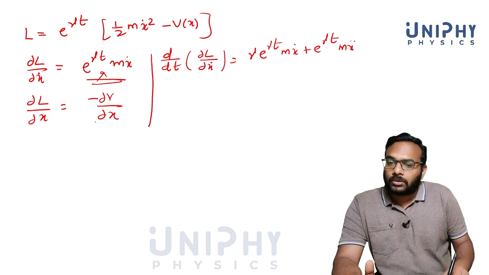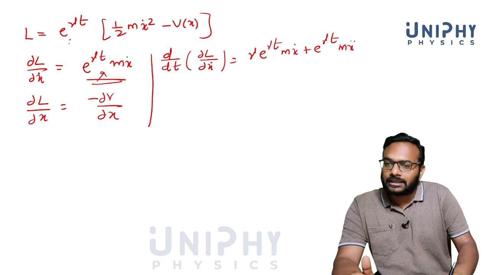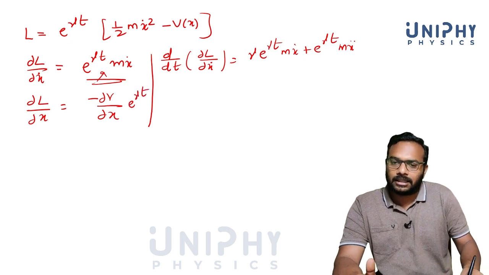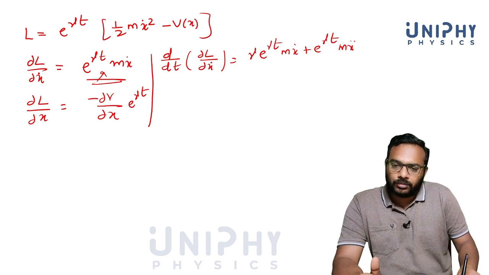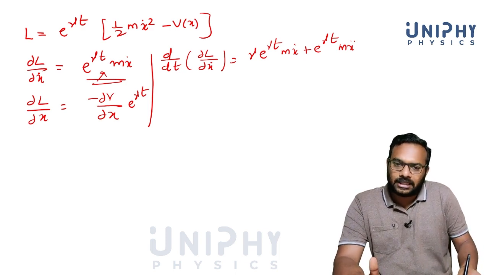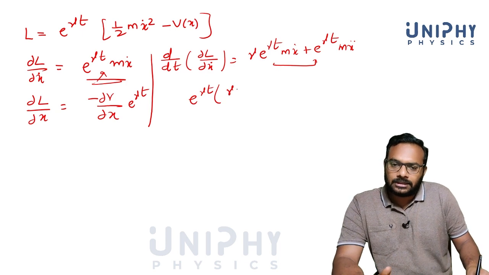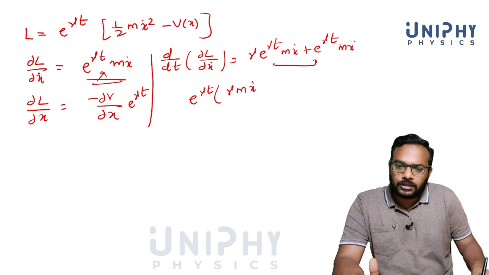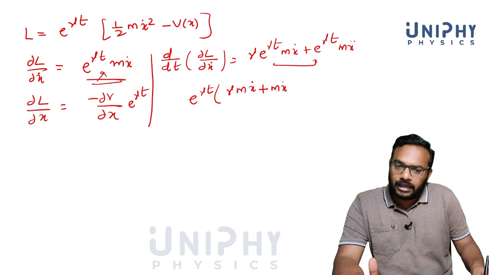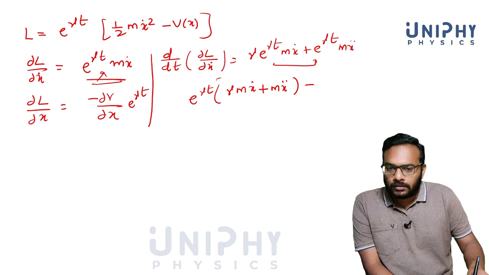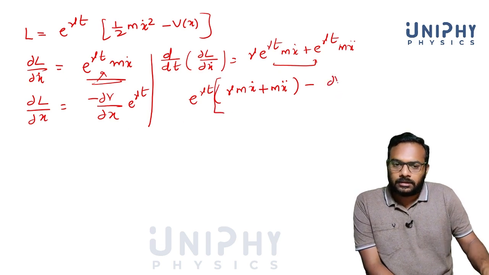Sorry, I made a mistake here. Dou L by dou x, there's e raised to gamma t here. You shouldn't miss that. Now if you write the equation of motion for x, you see that e raised to gamma t appears everywhere. You can just pull it outside. So it's gamma m x dot plus m x double dot, minus dou V by dou x is equal to 0.